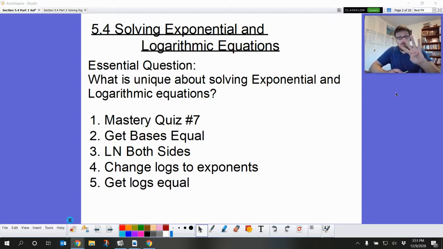There are four methods of solving exponential and logarithmic equations. Two are based in exponentials, and the other two are more based in the idea of logarithms. So the first two about exponentials are getting bases equal and taking the ln of both sides. The other ones are when the logarithms start showing up, so changing the logs to exponents and getting logs equal to each other. I'm going to give you examples of all of these.